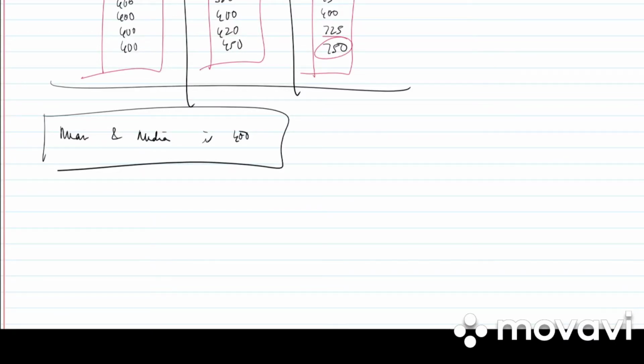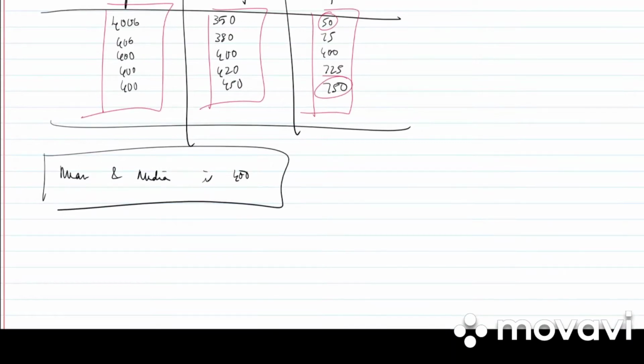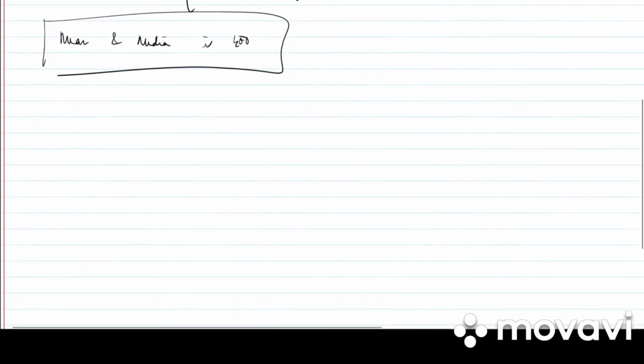So the mean and median does not give us the complete information about the characters of the series. So in order to get a better picture, we study what is known as dispersion. So whenever there is a variation in the items, the concept which we would be studying is known as dispersion.